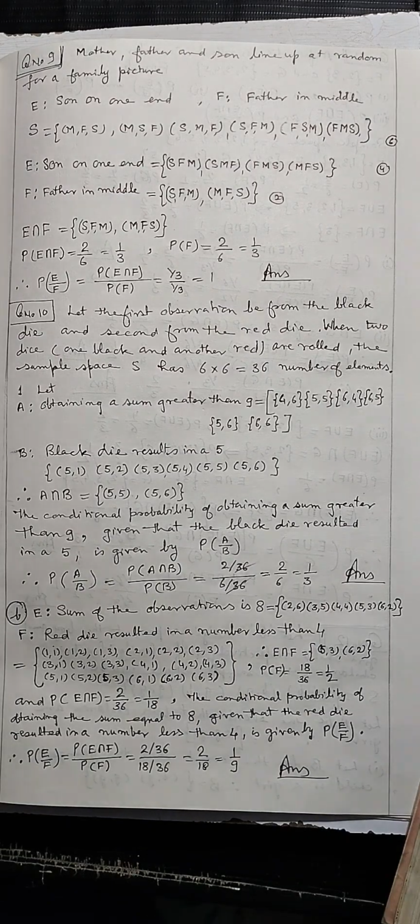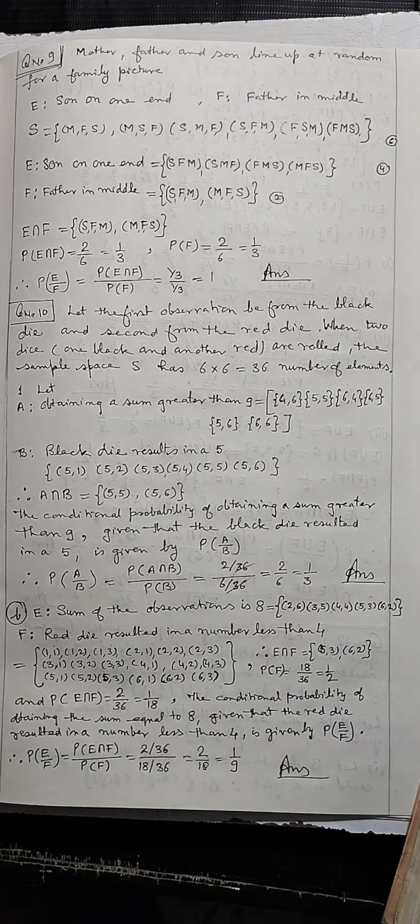CBSE Mathematics Class 12, Exercise 13.1, Question number 9. Mother, father and son line up at random for a family picture. The event E: son on one end. Event F: father in the middle. So there are two situations.